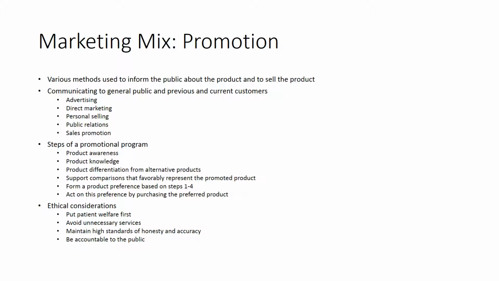There are steps to a promotional program. First, you're developing product awareness, then you're teaching so they have product knowledge. Then there's that concept of differentiating your product from the alternative products and supporting comparisons that favorably represent the promoted product. People then form a product preference based on those first 4 steps, and then they're going to act on that preference by purchasing the preferred product.